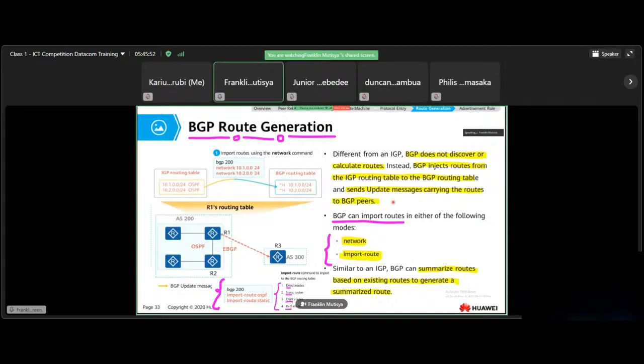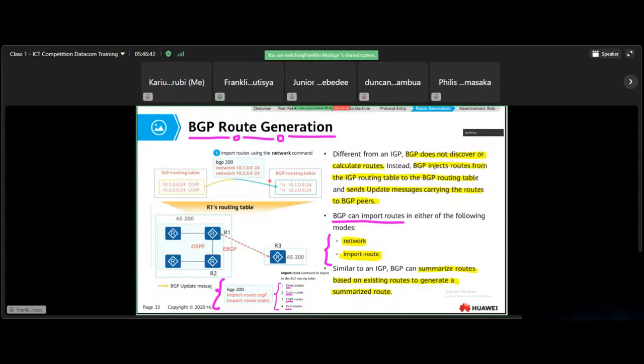How do we add routes to the BGP routing table? There are two commands we will be using. One is the network command, followed by the network that you want to inject into the routing table of BGP. This command indicates that there is a new update to be made on the BGP routing table. The network command can be used to advertise, or rather inject, routes into the BGP network. If you don't use it, then your BGP routing table will be empty. You can add them manually.